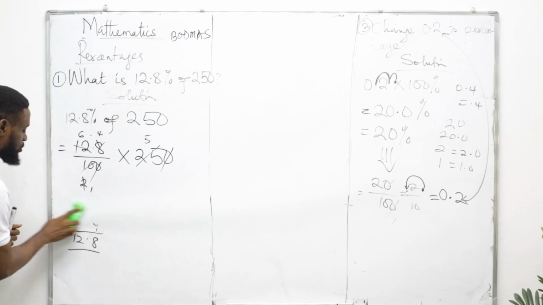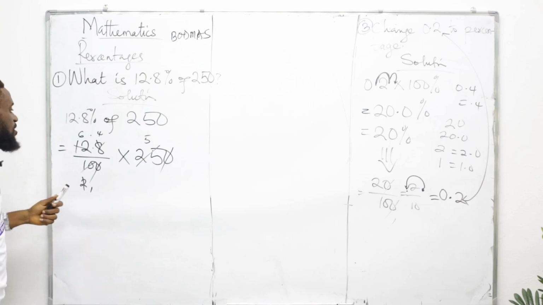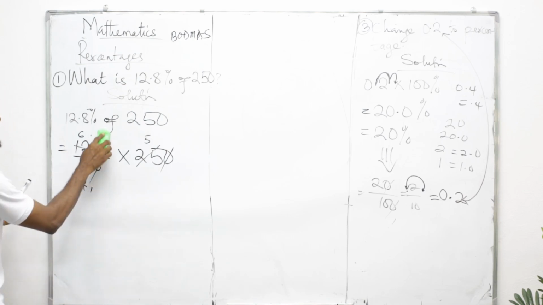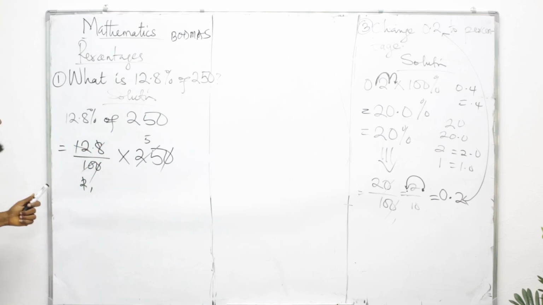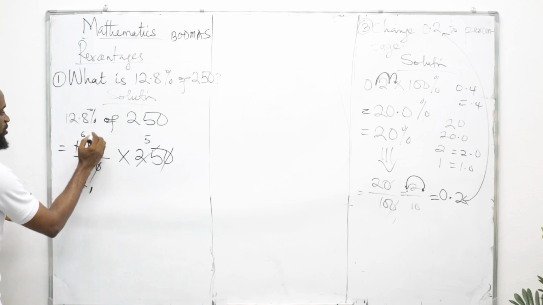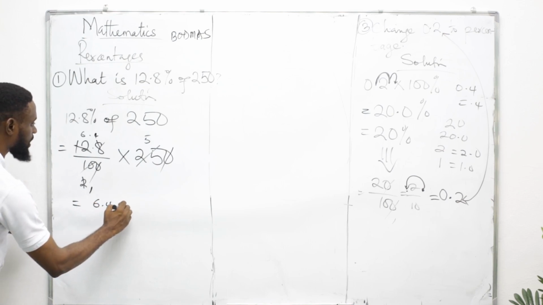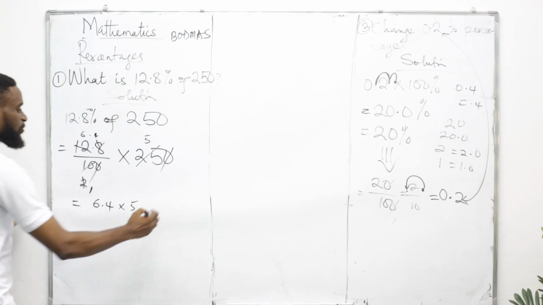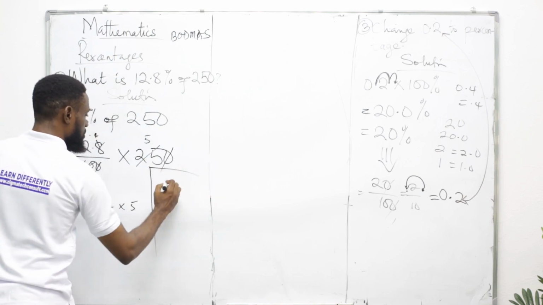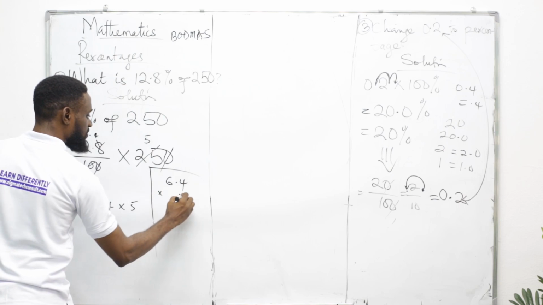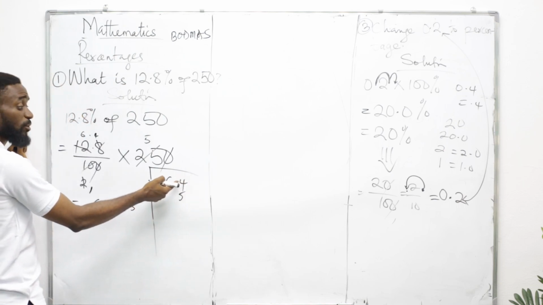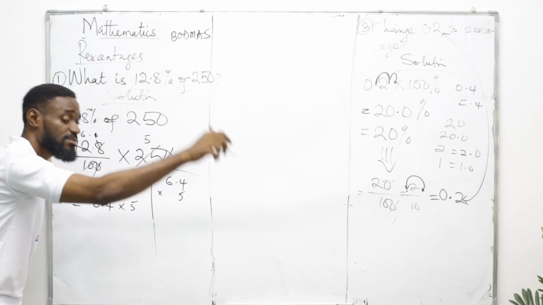Okay. So you see how it is easier for me to divide this 12.8 now, because I have brought something that is easier to divide. I said 2 into 12 is 6. Bring the point. 2 into 8 is 4. So this is 6.4. So at the end of the day, we have 6.4 times 5. Do you understand me now? So if we do 6.4 times 5, remember we have just one decimal point, so whatever answer we get will have a decimal point.